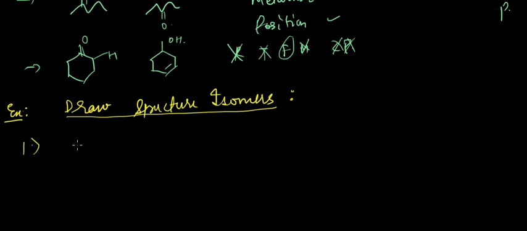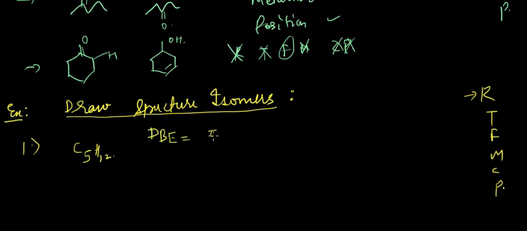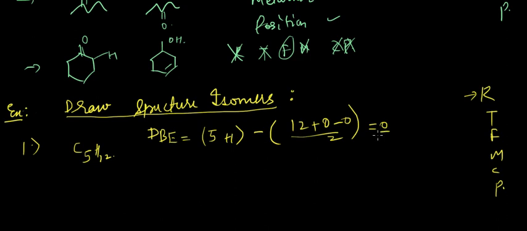You are given C5H12. So let's start with RTFMCP. Can we draw a ring chain? If we calculate the DBE of this compound, it comes out to be C plus 1 minus H plus X minus N by 2. DBE is 0. So if DBE is 0, a ring cannot be formed. Can it be a tautomer? Tautomer only exists when there is a double bond. DBE is 0, no tautomerism.